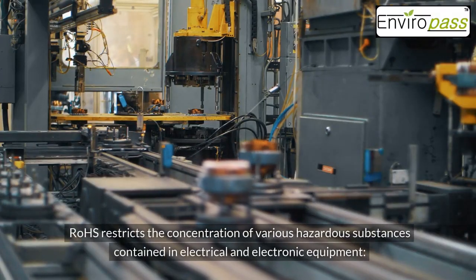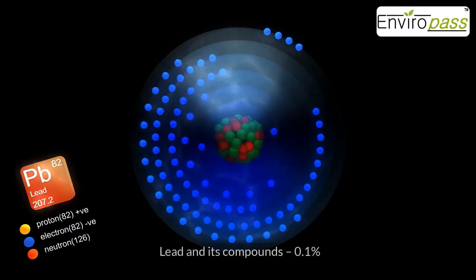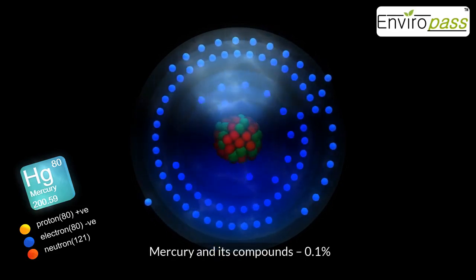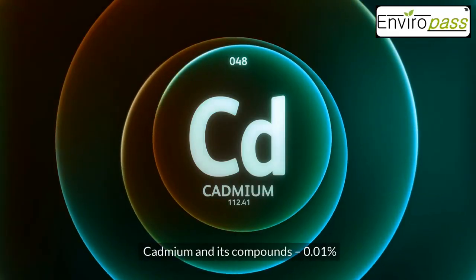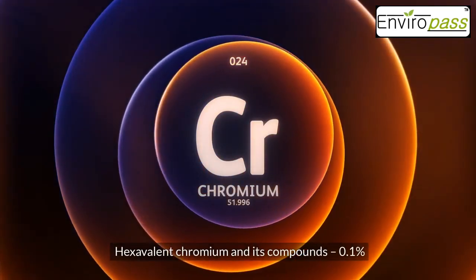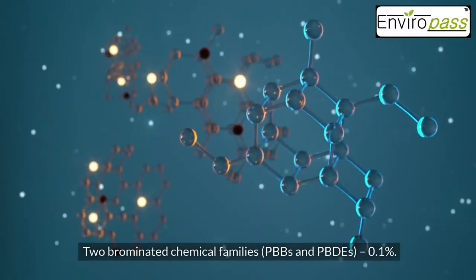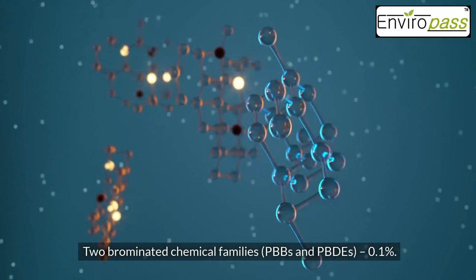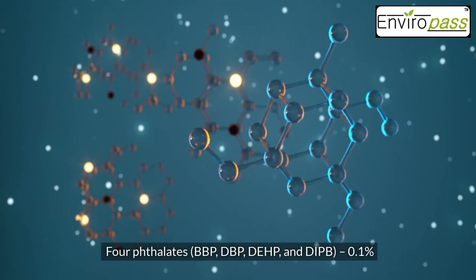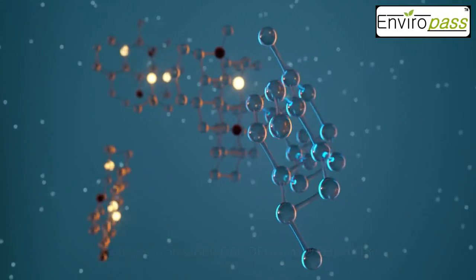RoHS restricts the concentration of various hazardous substances contained in electrical and electronic equipment. Lead and its compounds, 0.1%. Mercury and its compounds, 0.1%. Cadmium and its compounds, 0.01%. Hexavalent chromium and its compounds, 0.1%. Two brominated chemical families, PBBs and PBDEs, 0.1%. 4 phthalates, BBP, DBP, DEHP, and DIBP, 0.1%.